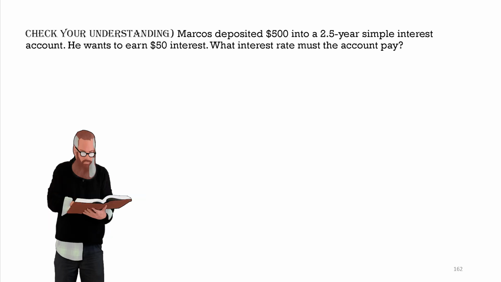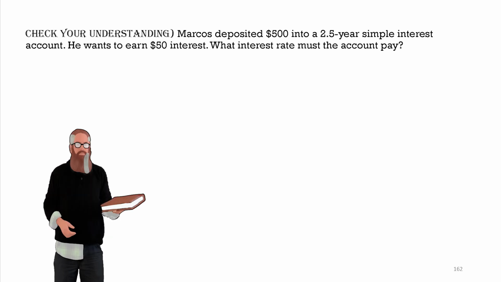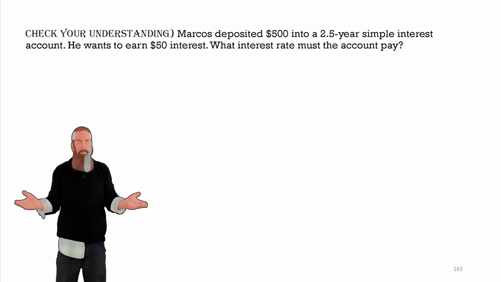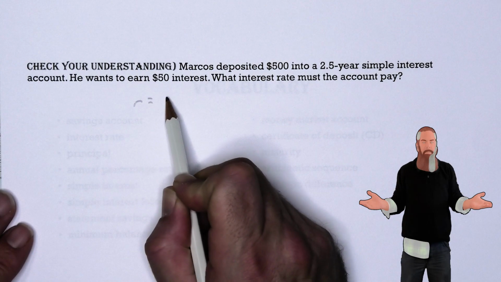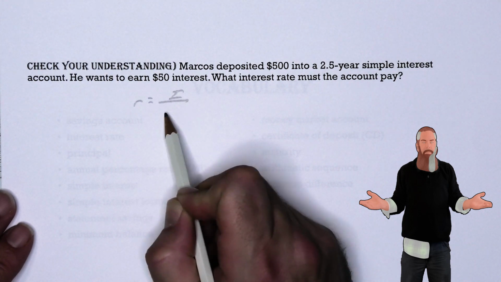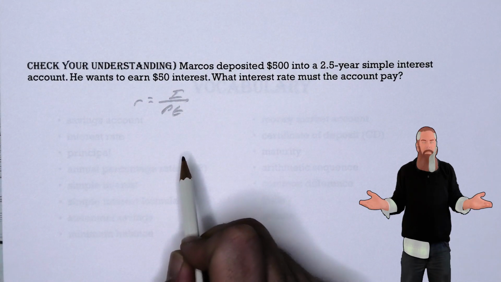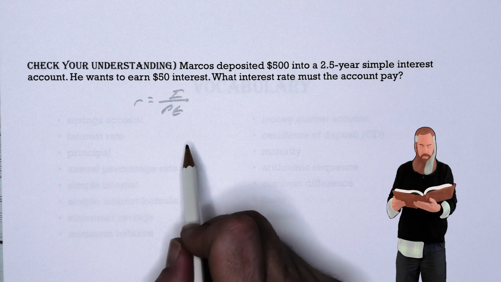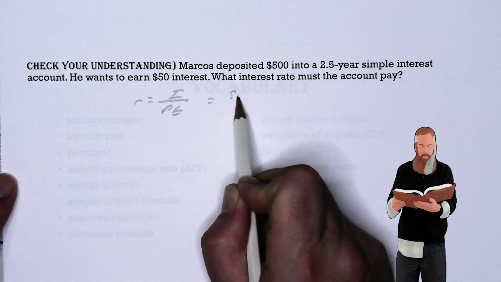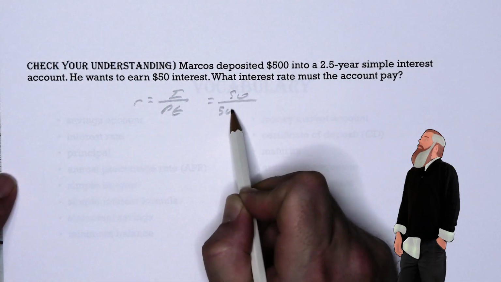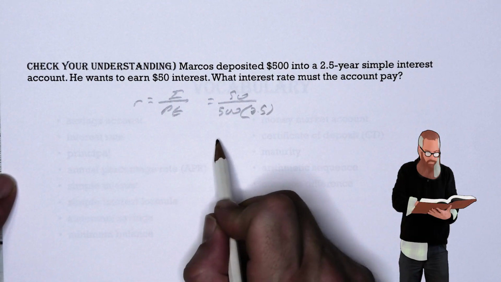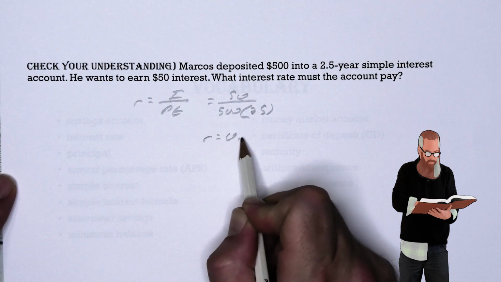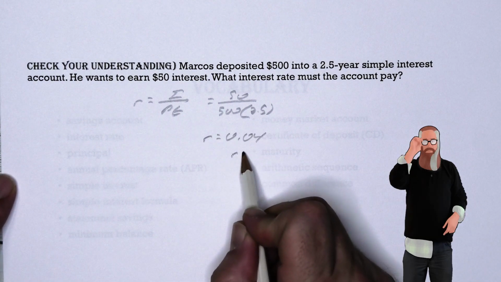Let's check your understanding. Marco deposited $500 in a 2.5-year simple interest account. He wants to earn $50 interest. What interest rate must that account pay? We can always remember that R is going to be equal to I divided by PT. We figured this out already. Now, the interest that we want to earn is $50. We already know that the principal amount is $500 and that the time frame is 2.5 years, which means we can use our calculator and get 0.04, or 4%.